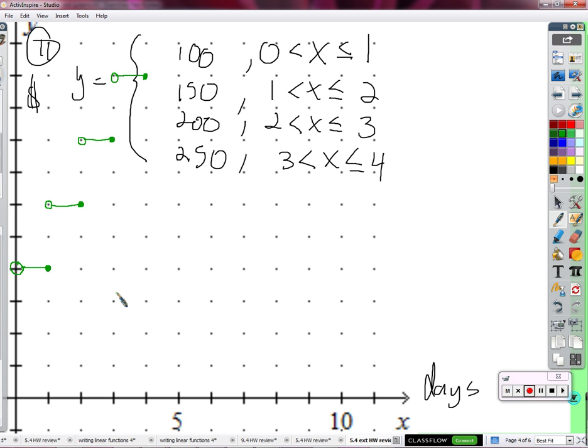Any other questions? Can you graph piecewise functions? Are you semi-fluent in piecewise functions? Let's take out a piece of paper. Get ready.